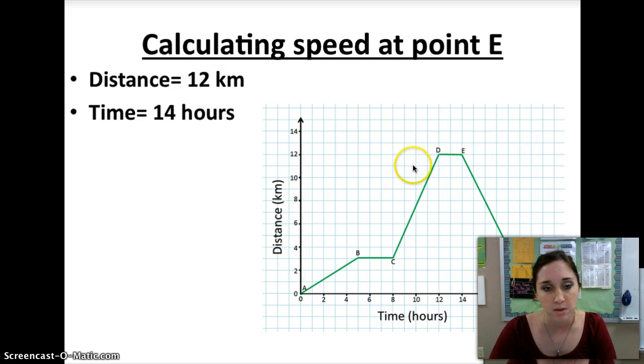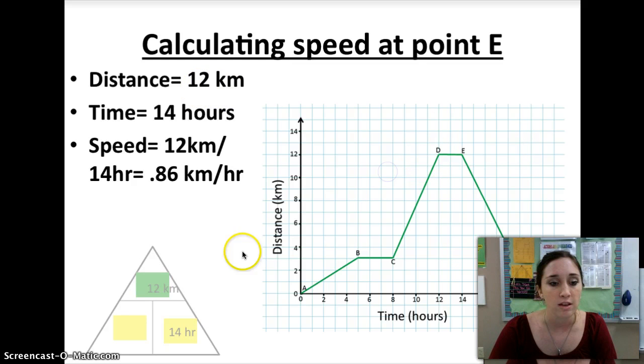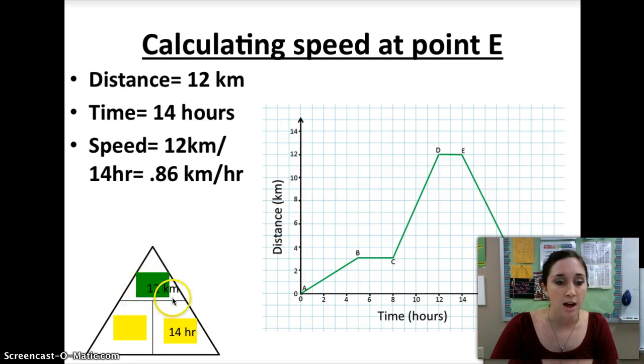Now we need to figure out our speed. If you draw your formula triangle, the 12 would go up here, the 14 would go down here, and since they're different colors, you're going to divide. The top number is always divided by the bottom number, even though this is a smaller number than this one. If you divide them, you get 0.86 kilometers per hour. It would be 12 divided by 14.